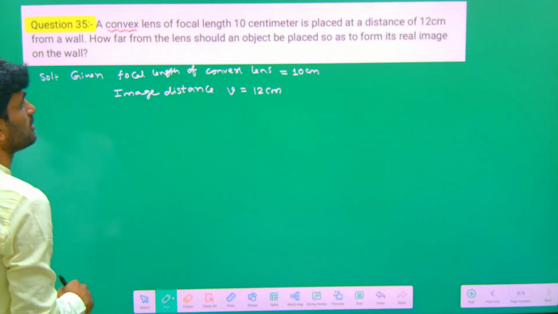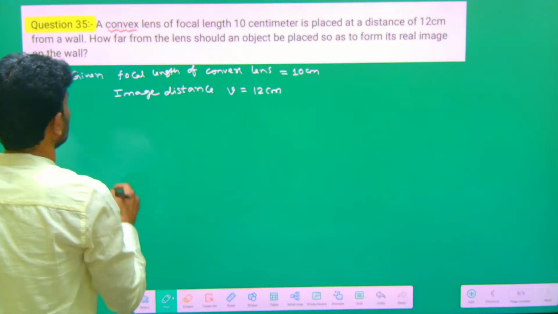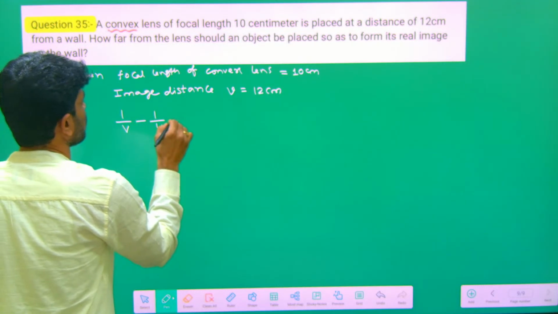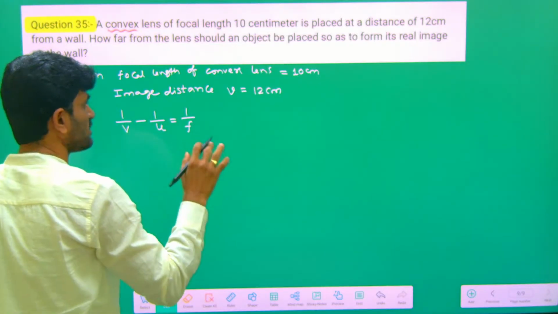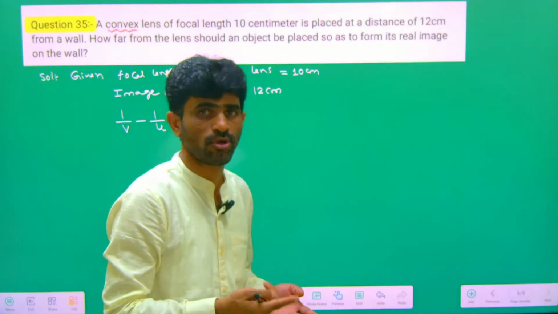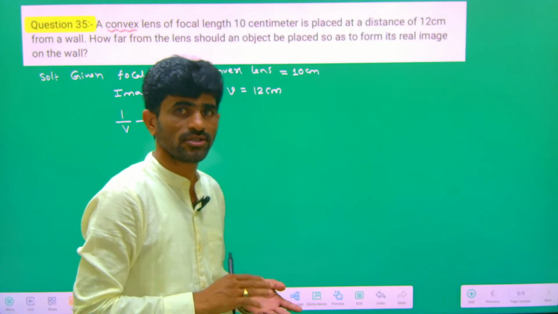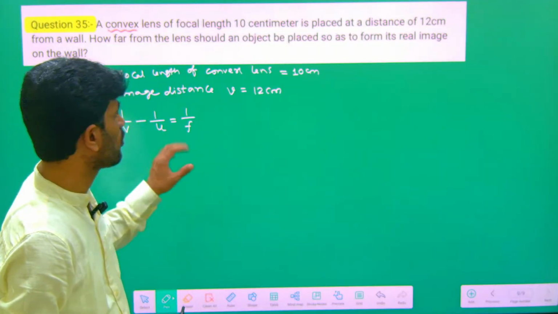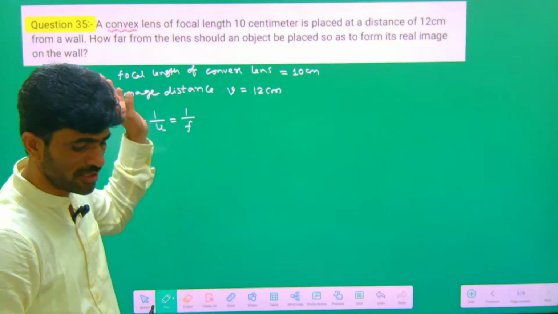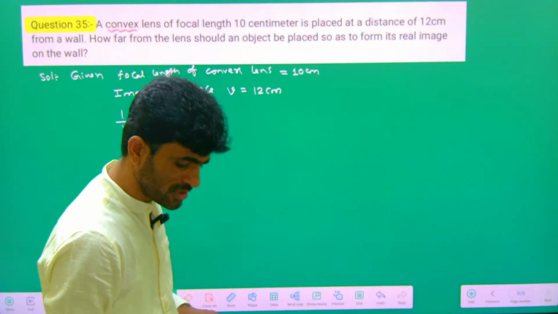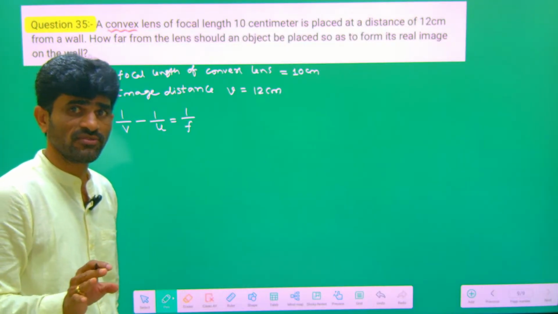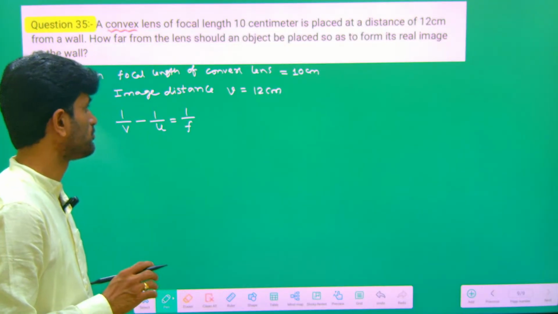So v is plus 12 centimeters. Now we have to use the lens formula, 1 by v minus 1 by u is equal to 1 by f. In this process, anywhere if you take one sign wrong, negative or positive, your entire solution will be wrong. And if you confuse the formula, using lens instead of mirror or mirror instead of lens, then also it will go wrong. So you must be very careful while doing these problems. You should have full clarity in which case how it should be taken.